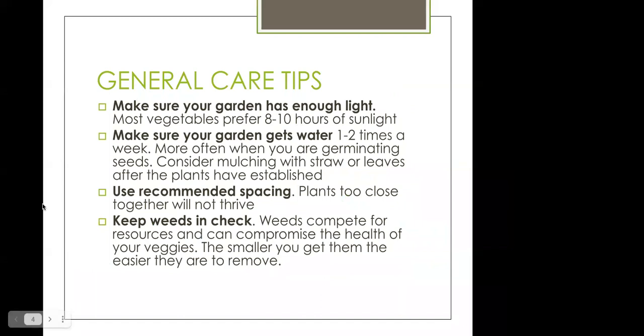So you guys are going to be receiving your transplants and seeds. Make sure that your garden has enough light for your plants to grow. Vegetables prefer 8 to 10 hours of sunlight, and they also need nighttime darkness as well, but that is a given. Make sure that your garden gets watered at least 1 to 2 times a week. And please use the recommended spacings that are provided in your Plan Your Garden sheet.